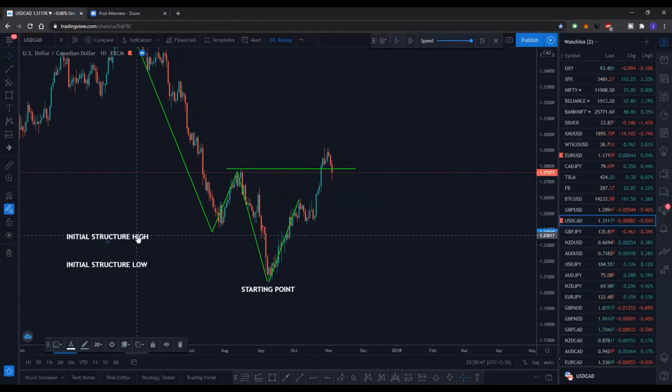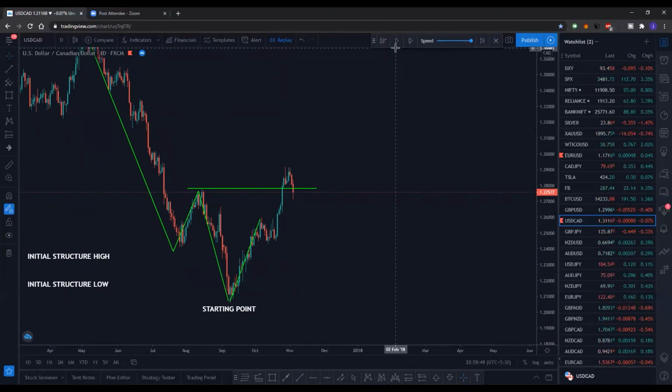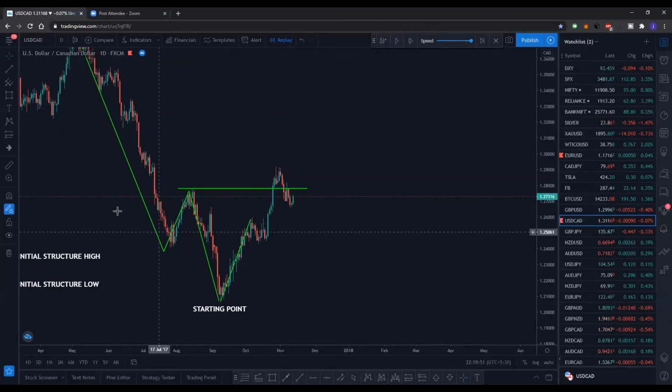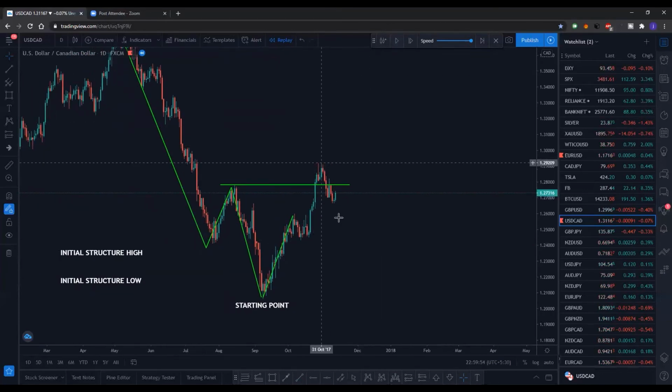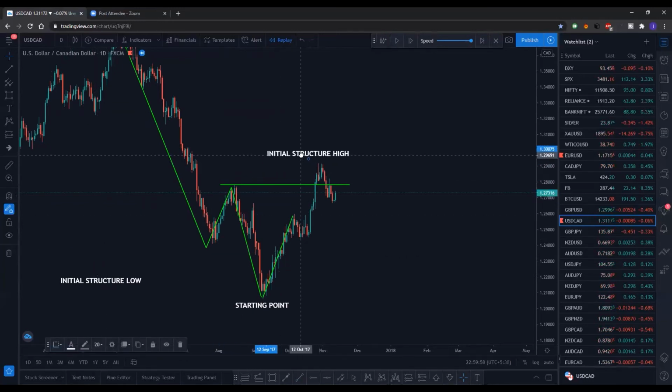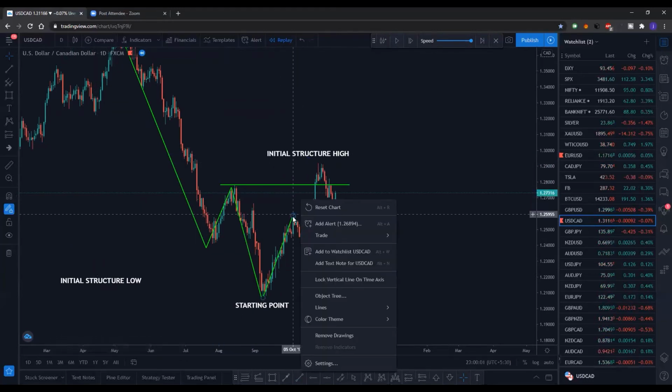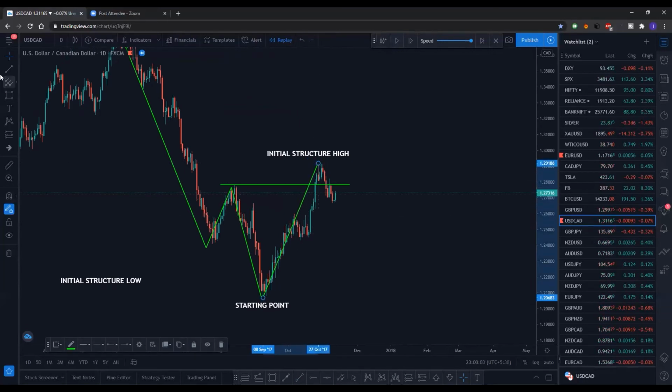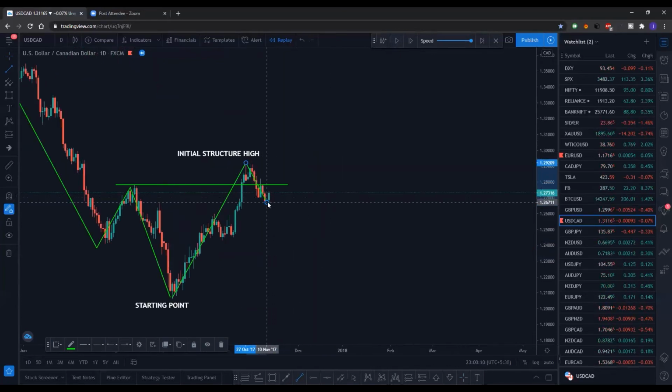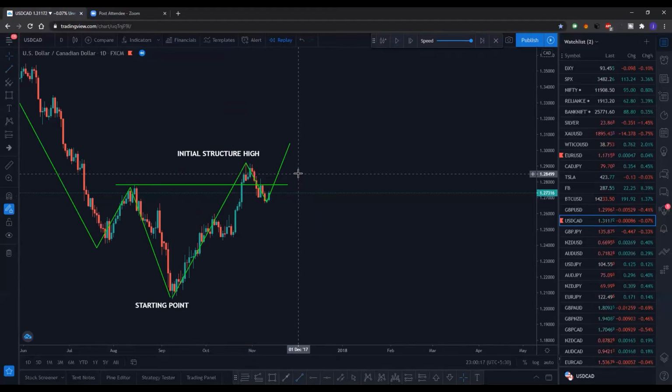Now the market is retracing. Not sure how much it will retrace, but when you see that the market is retracing, you can consider this as the initial structure high. The market has broken above and it started to retrace, so we can consider this as the initial structure high. Now if the market breaks above this high, then that is when we call that the market is in a bullish rotation or started its bullish move.